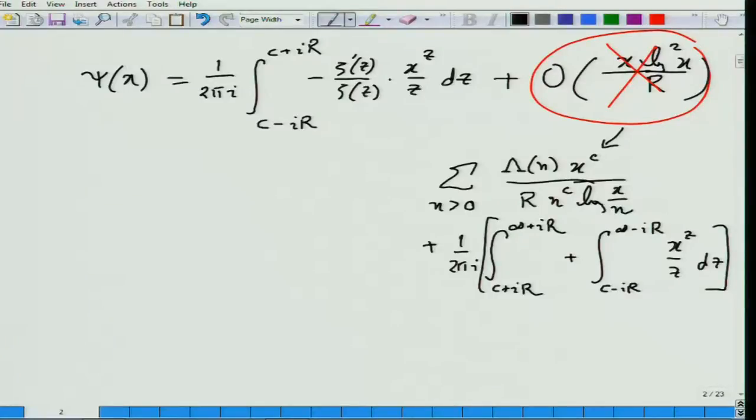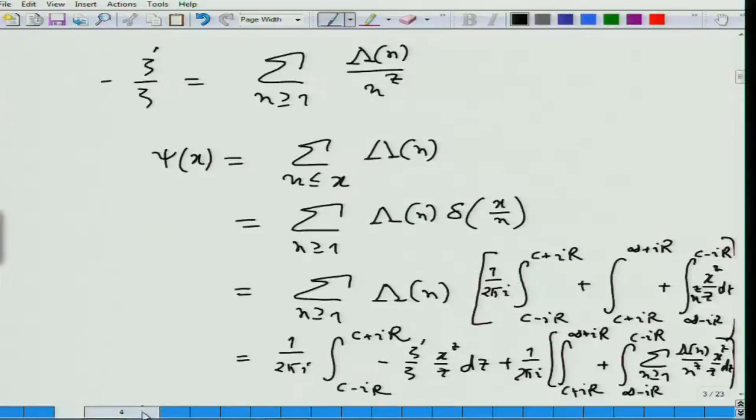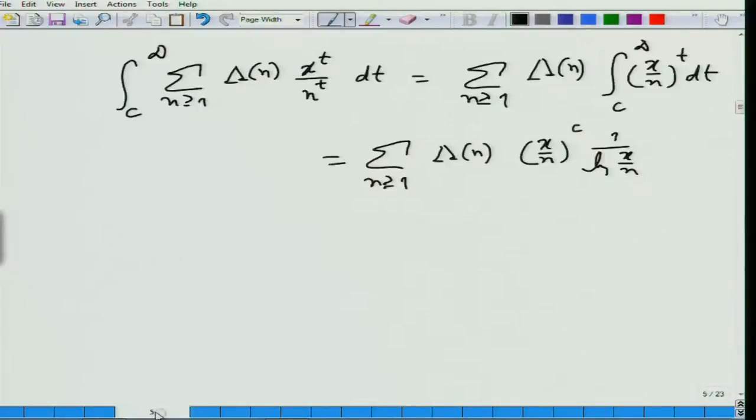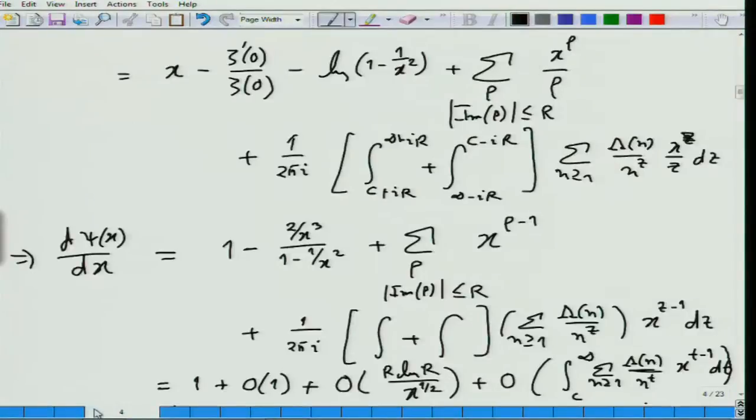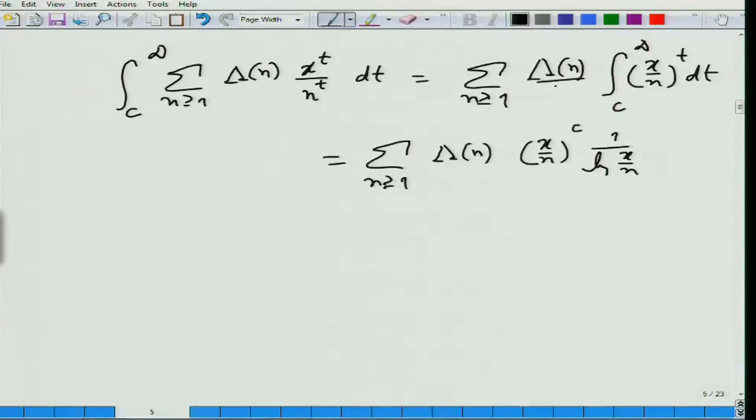That's funny. What happened to the poor R? Aha, of course. This x to the t minus 1. There is an x here. Okay, so instead of an R, there is an x. That's the only difference that has happened.